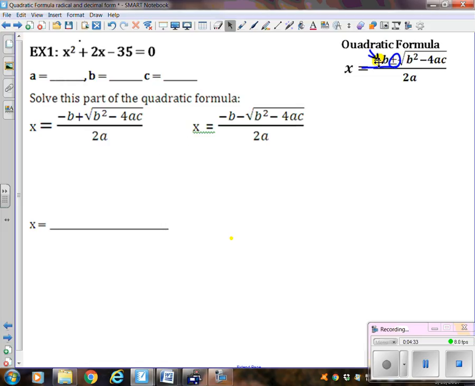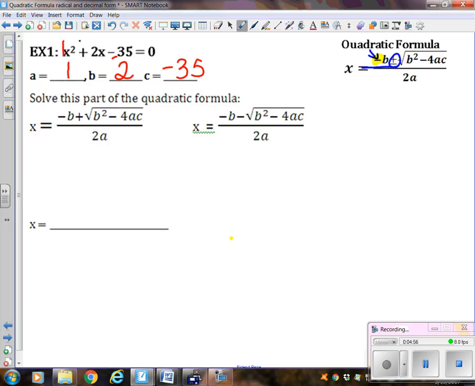Let's jump into number 1. A would be the number in front of x squared. There's not one written, so it's a 1. B is the number in front of x, it's a positive 2. C is the number at the end, and it's not just 35, but I have to take the sign that's in front, so it's negative 35. Okay, so I'm going to solve with the quadratic formula this way.